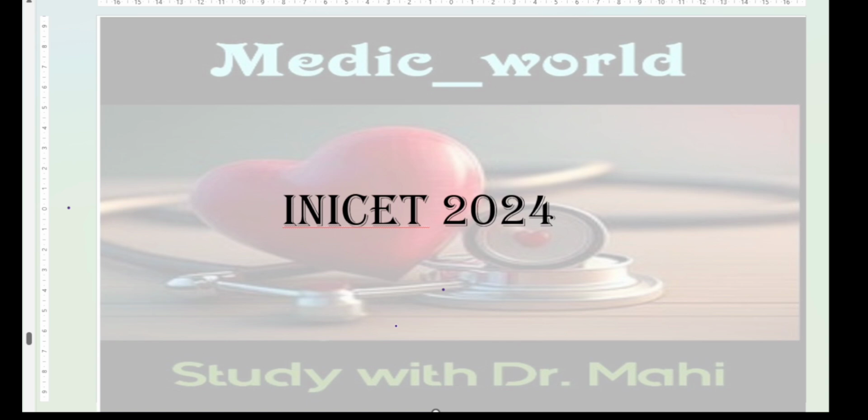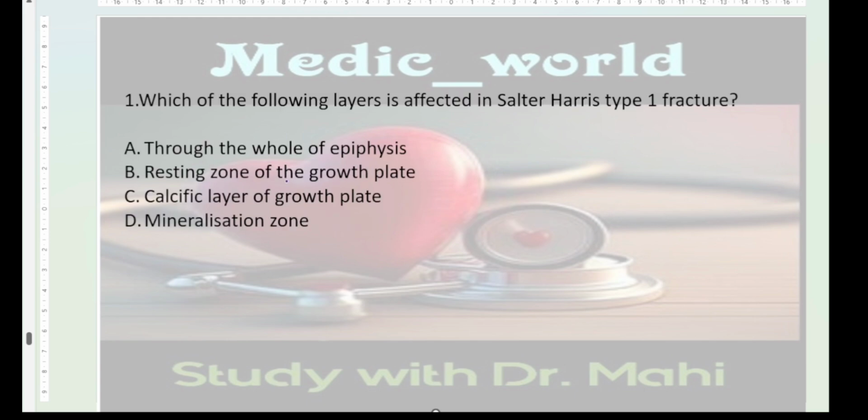Let's discuss the previous year questions from INICET 2024 of Orthopaedics. So the first question is, which of the following layers is affected in Salter-Harris type 1 fracture? Salter-Harris type 1 fracture is a transverse fracture through the hypertrophic or calcific zone of growth plate. The growing zone of the physis is usually not injured and growth disturbance is uncommon. So the answer to this question is option C, that is calcific layer of growth plate.